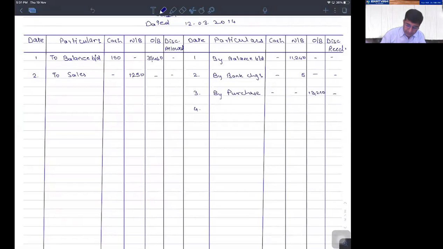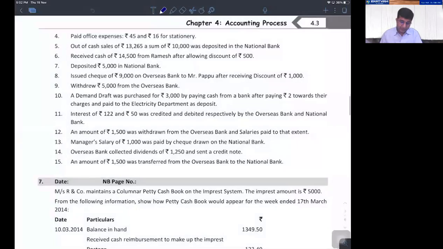So entry number 4, by office expenses 45 and by stationery, or stationery expense, either way, it is 16. Correct? Next one.